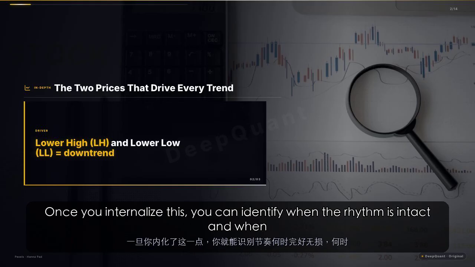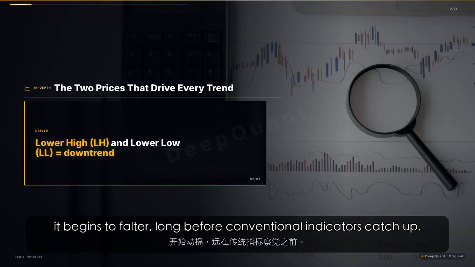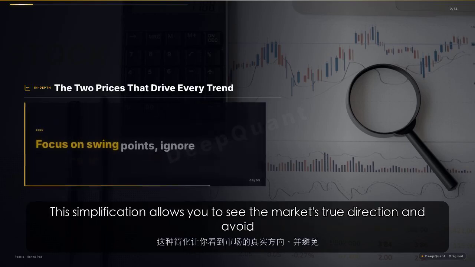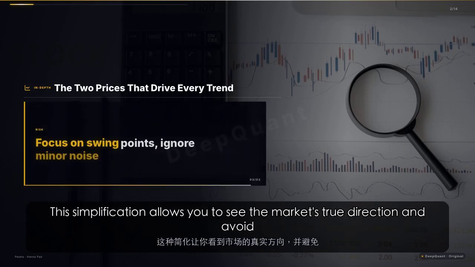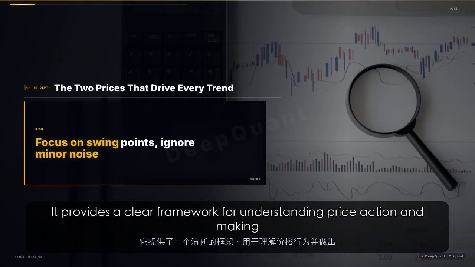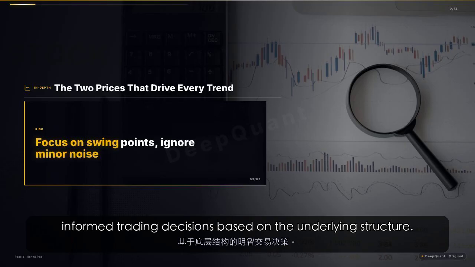Once you internalize this, you can identify when the rhythm is intact and when it begins to falter, long before conventional indicators catch up. This simplification allows you to see the market's true direction and avoid being distracted by minor fluctuations. It provides a clear framework for understanding price action and making informed trading decisions based on the underlying structure.